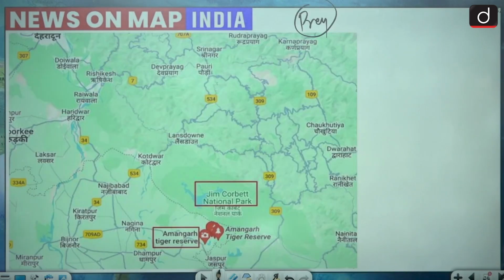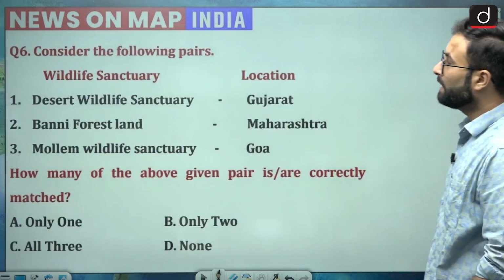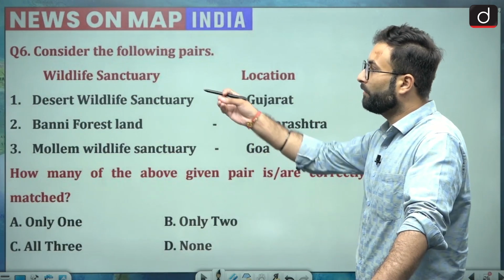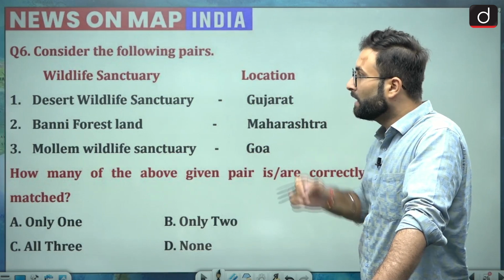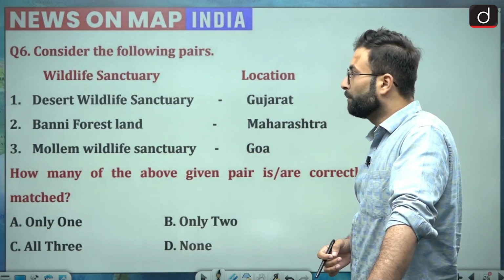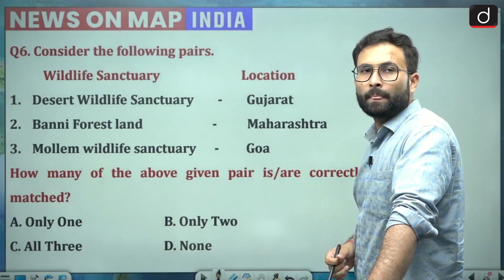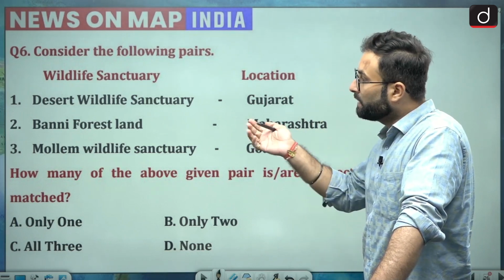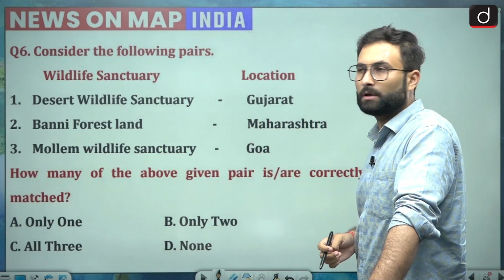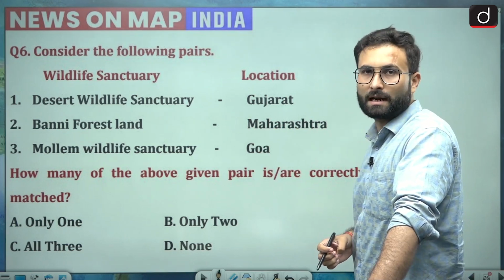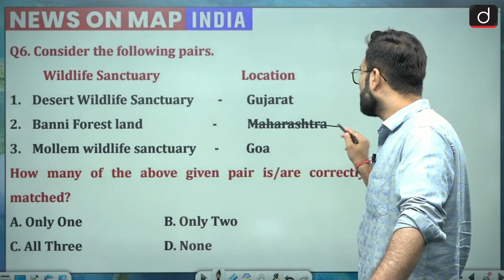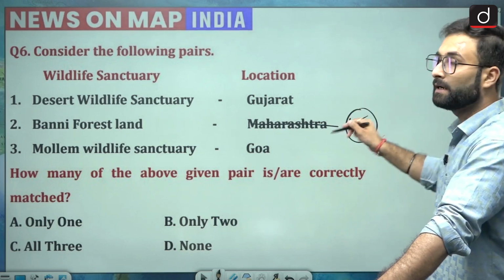Moving further, question number 6. Consider the following pairs. On one side you have wildlife sanctuary, on the other side locations are given. Desert Wildlife Sanctuary, Gujarat. Banni Forest Reserve, Maharashtra. Molem Wildlife Sanctuary, Goa. Now, the Banni grasslands are not in Maharashtra, they are in Gujarat. We have discussed them earlier as well.